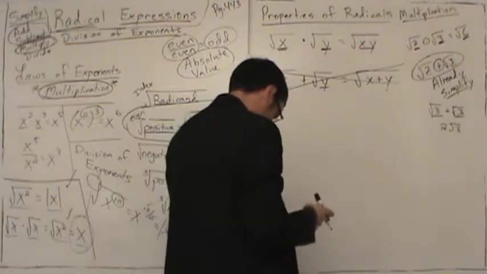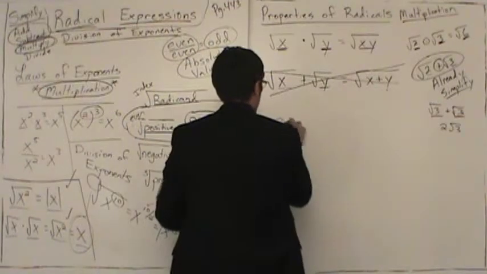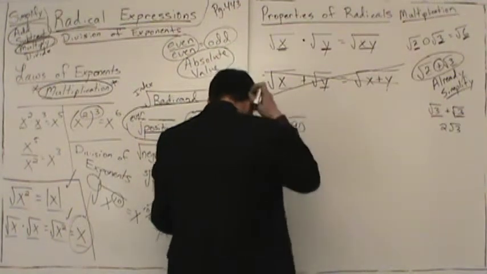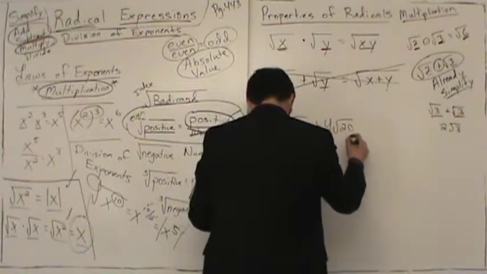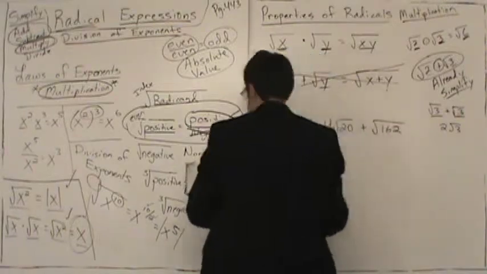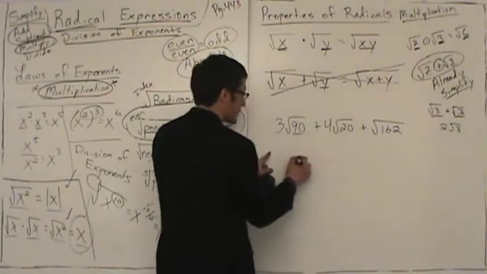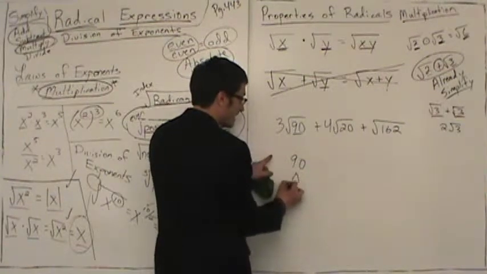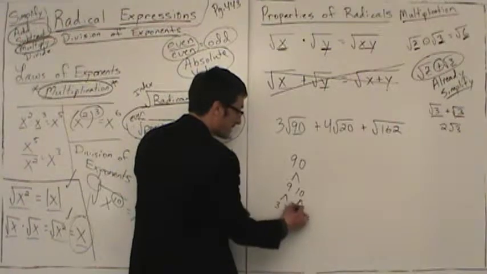How about problem number, let's see, problem number 30. So 3 root 90, let's see, plus 4 root 20, plus root of 162. Okay, so here we're taking out what? Taking out groups of 2. We have to start by breaking down our numbers. So take 90, break it down. What is 90? 9 times 10. Break these down. 9 is 3 times 3. 10 is what? 2 times 5.